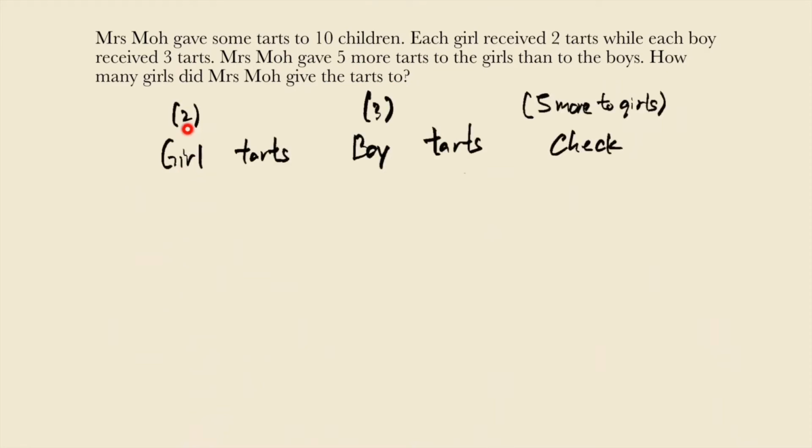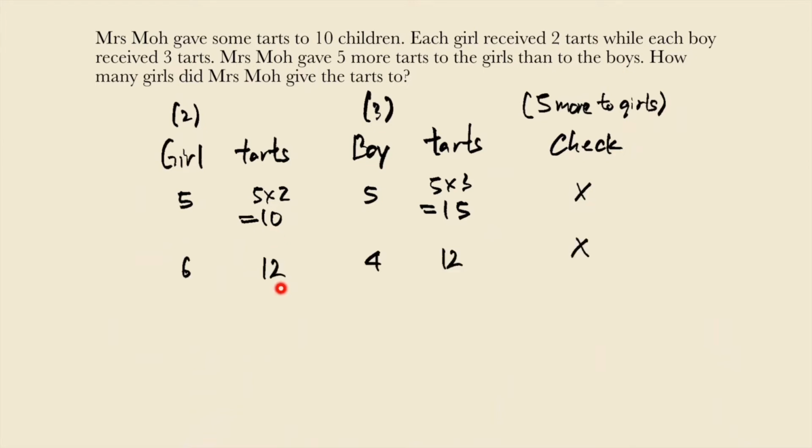Okay, so each girl 2, each boy 3. The part that you have to check is not the total now. It's basically making sure that there are 5 more to the girls. So total of 10 children, yeah? So I'm going to guess even, 5, 5. Now, the girls here in fact have fewer tarts, so that's definitely not correct.